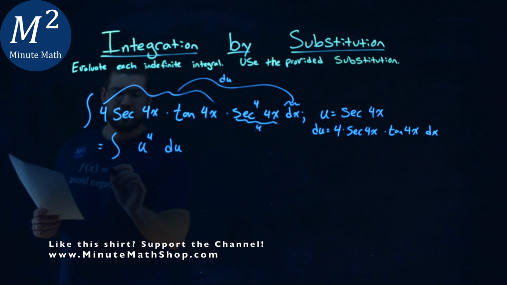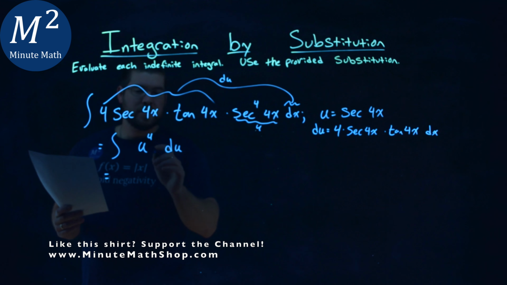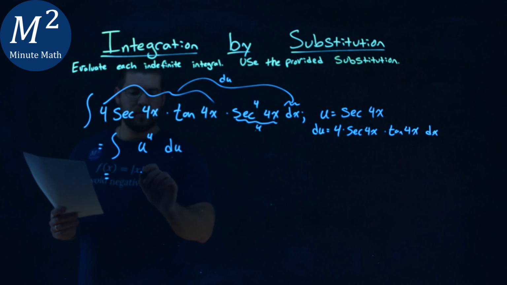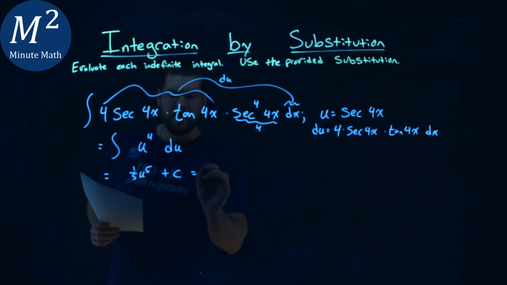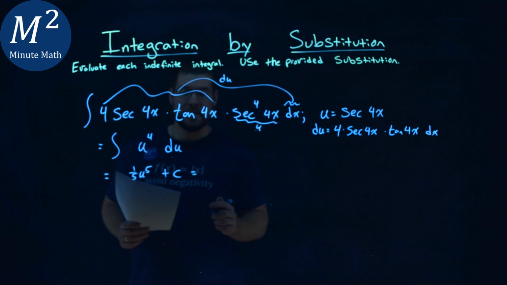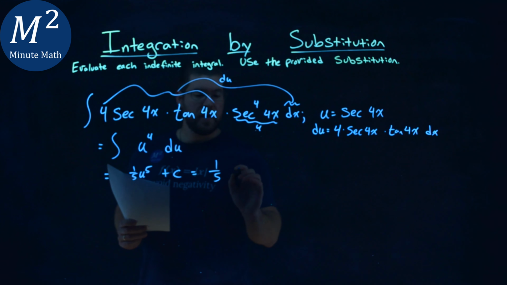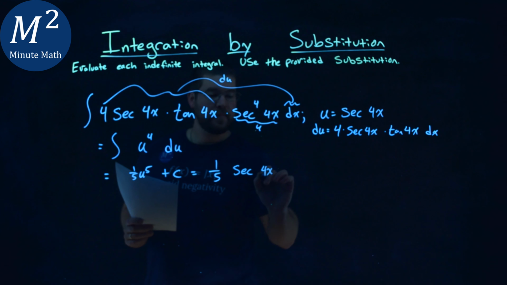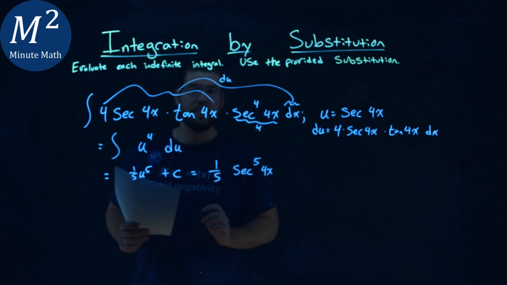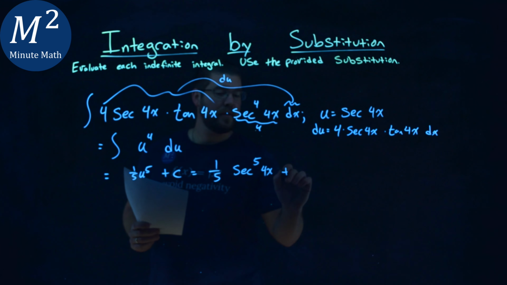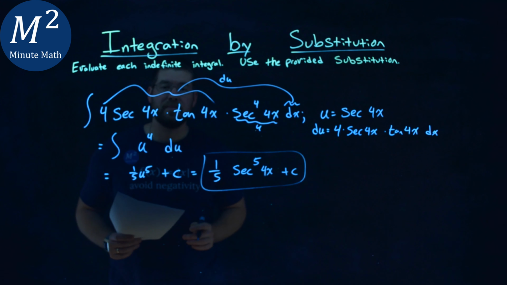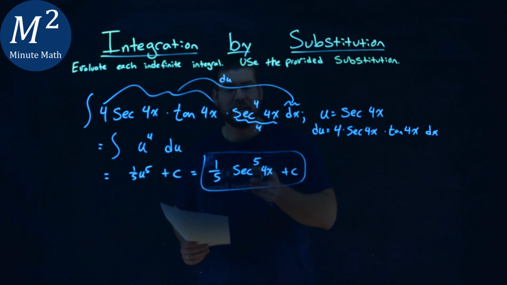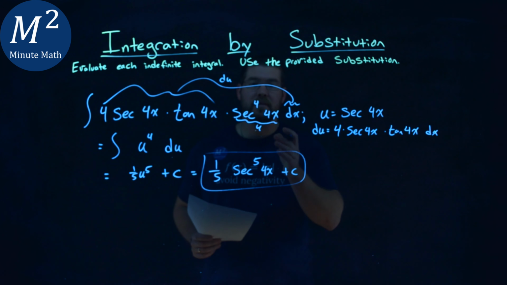From there, let's use our power rule of integration. We add 1 to the exponent, so we have u to the 5th power, and then we put a 1/5 out front, and don't forget the plus c. Then from here, we just plug in what our u value is. So we have a 1/5 out here, and u is the secant of 4x, to the 5th power. So secant to the 5th power of 4x plus c. And that is it. My final answer here is 1/5 secant to the 5th power of 4x plus c.